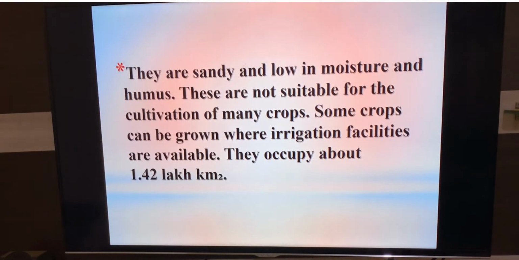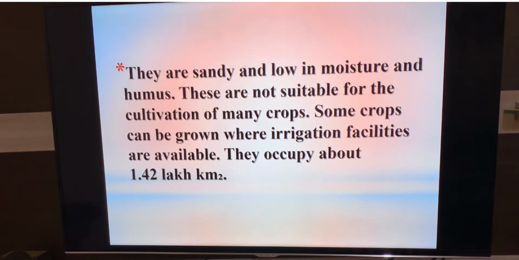They are sandy and low in moisture and humus. That means humus is also less in this soil. And they are not suitable for the cultivation of many crops. Only a few crops can be grown, and only with the help of irrigation facilities.